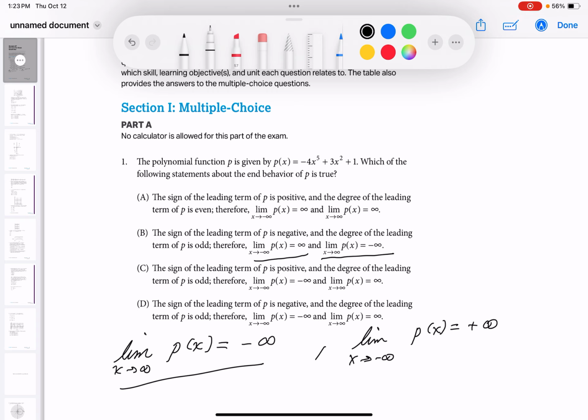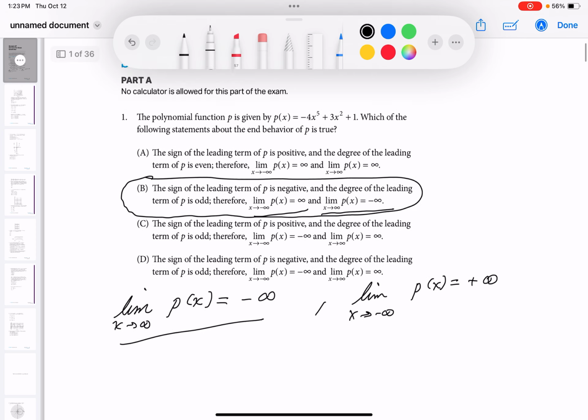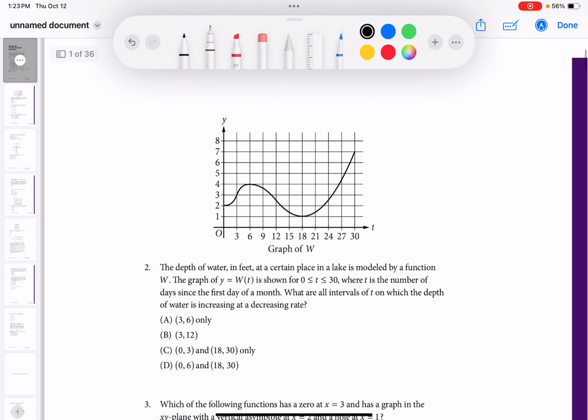So again, they say over there, sign of the leading term of p is negative, and that's what we talked about before. This limit's over here. The degree of the leading term is odd. We also spoke about that as well. So B is the correct answer. All right. Again, multiple choice, you really have to look around. But anyway, we saw that.